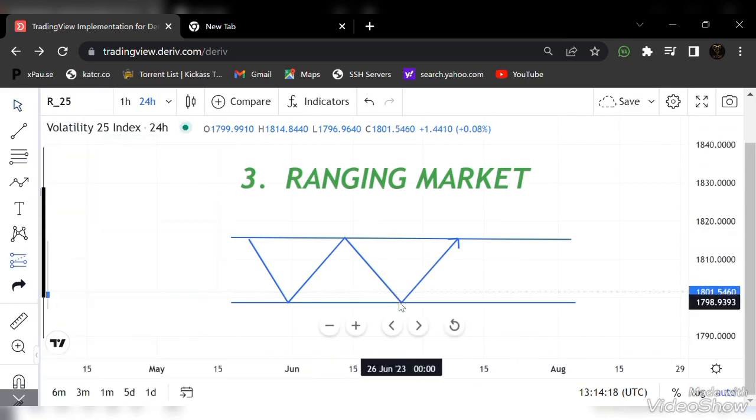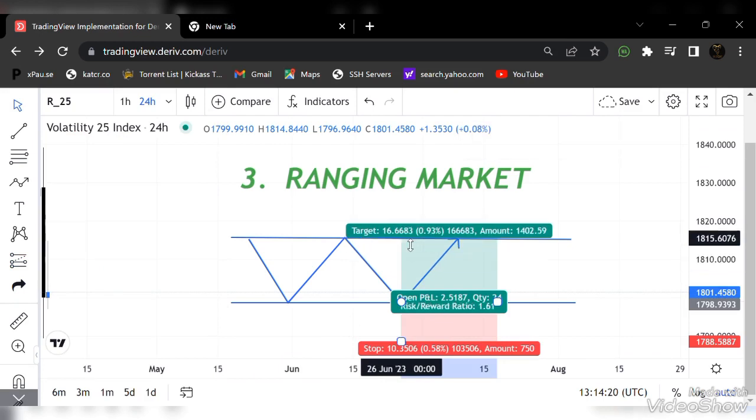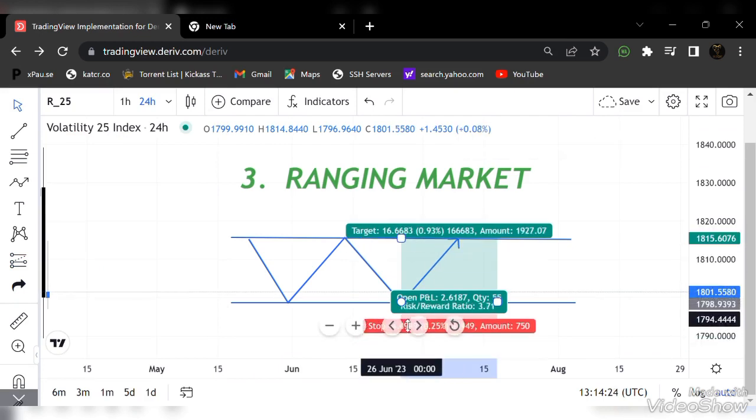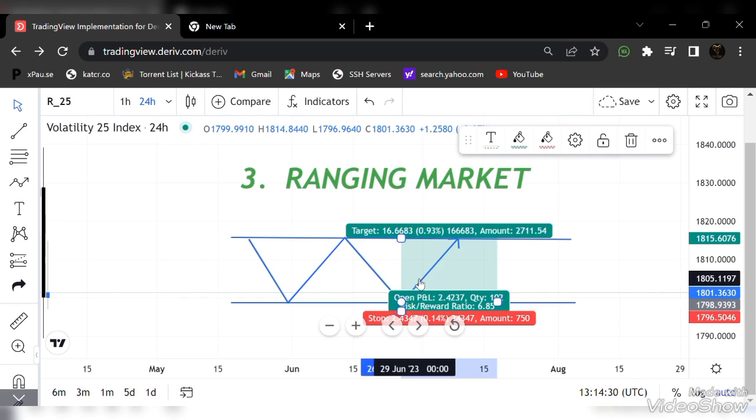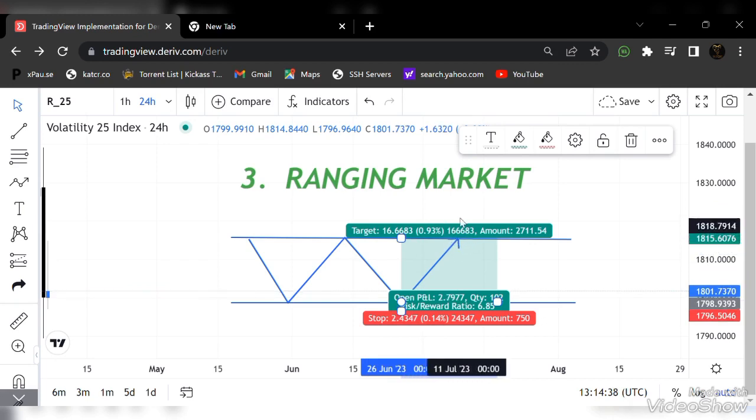Like this, right here. Price will just support you. Enter your buys right here, like this. And then you place your stop loss slightly below the support area. And then you close around the resistance area right here, and then you close.